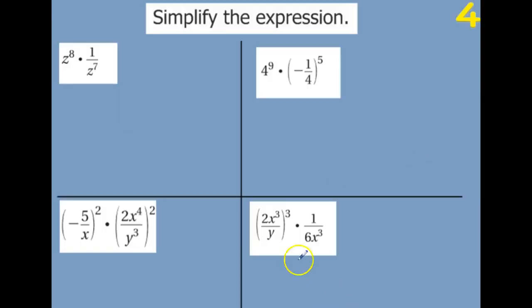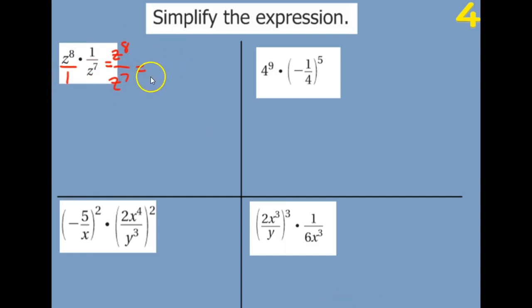Alright, a couple more like this. This first one is not a fraction, but the second one is. So I'm going to make them both fractions. So I know this is z to the 8th on top, times 1 is just still z to the 8th. And then 1 times z to the 7th is still just z to the 7th.